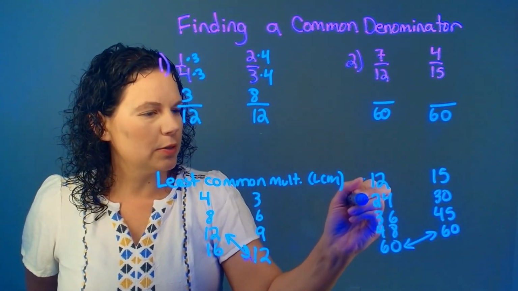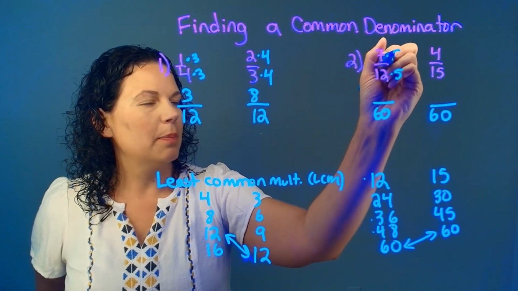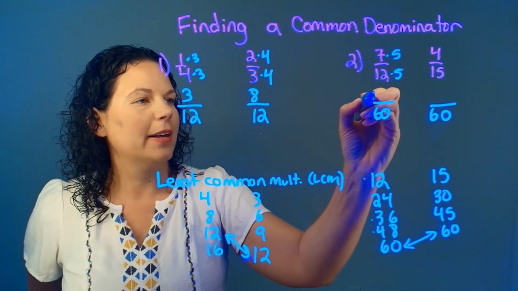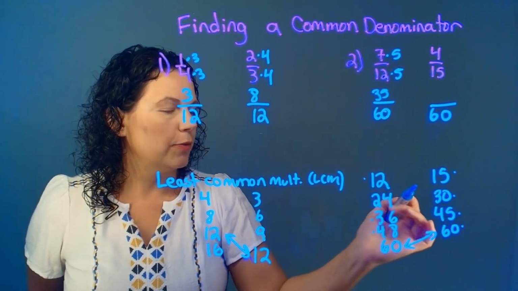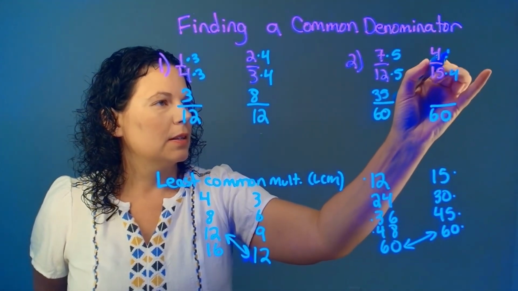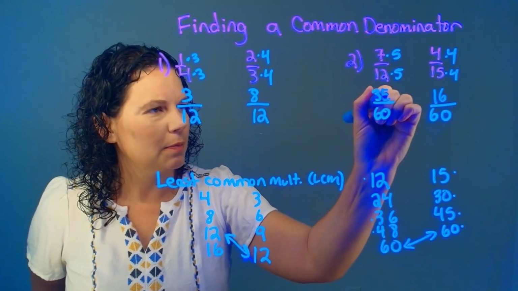12 times 1, 2, 3, 4, 5. 12 times 5 gave me 60. So let's multiply both the top and bottom by 5, and that gives me a 35 on the top. 15 times 1, 2, 3, 4 gave me 60. 4 times 4 is 16. That's a 5 if you can't tell.